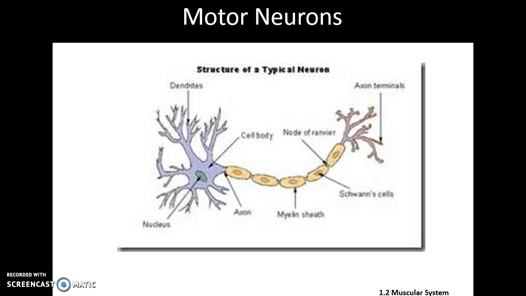Motor neurons consist of three main parts: dendrites, cell body, and axon. Dendrites collect the electrical signal and carry it to the cell body, which only contains one nucleus, and transfers it down the axon, which passes electrical signals to dendrites of another cell or onto an effector cell.